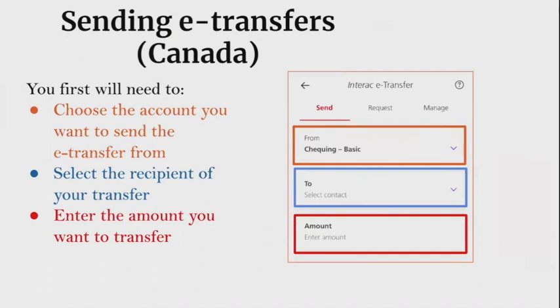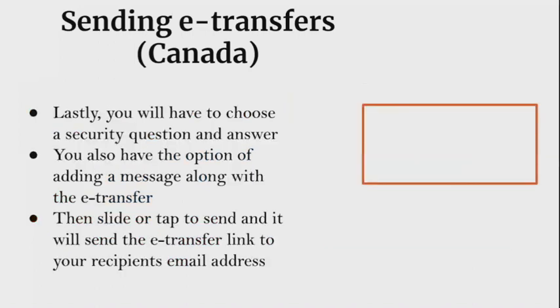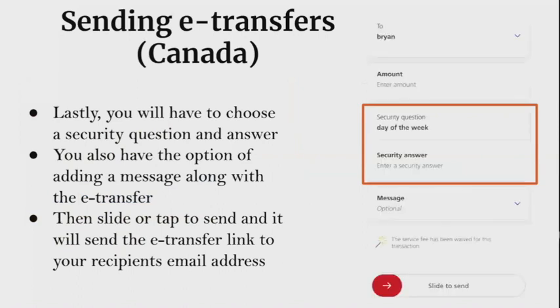You would search for and select the contact you already have added or choose to add a new contact. You will provide their name as well as their email address. Lastly, you will have to choose a security question and answer. You also have the option of adding a message along with the e-transfer. Then slide or tap to send it, and it will send the e-transfer link to your recipient's email. So as you can see here, there's a simple question, which is the day of the week.